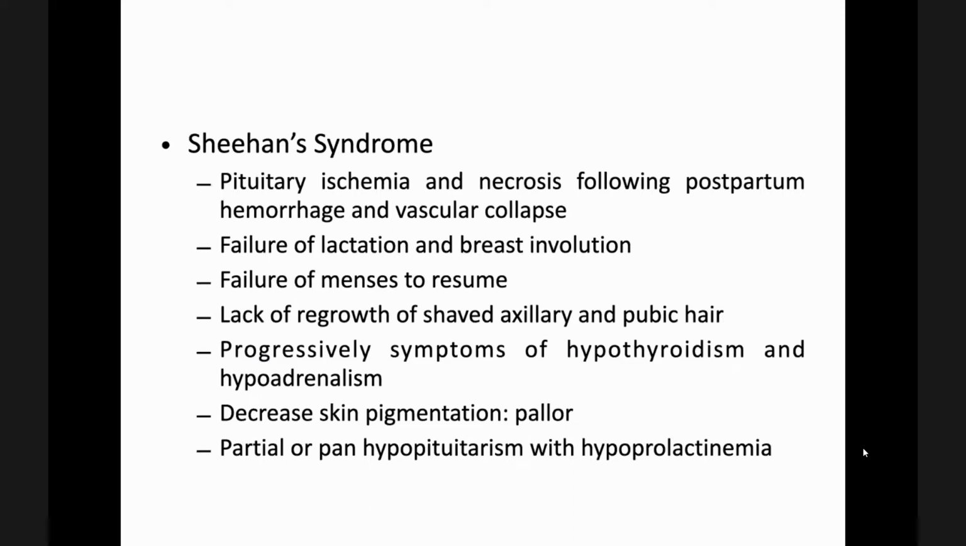So there's a term called Sheehan's syndrome. Sheehan's syndrome is pituitary ischemia and necrosis following postpartum hemorrhage and vascular collapse. When there is postpartum hemorrhage and vascular collapse, then the pituitary gland's blood supply will be compromised, which ultimately results in infarction of the pituitary gland, which leads to failure of lactation and breast involution, and failure of menses to resume. So the patient may present with features of hypopituitarism over time.